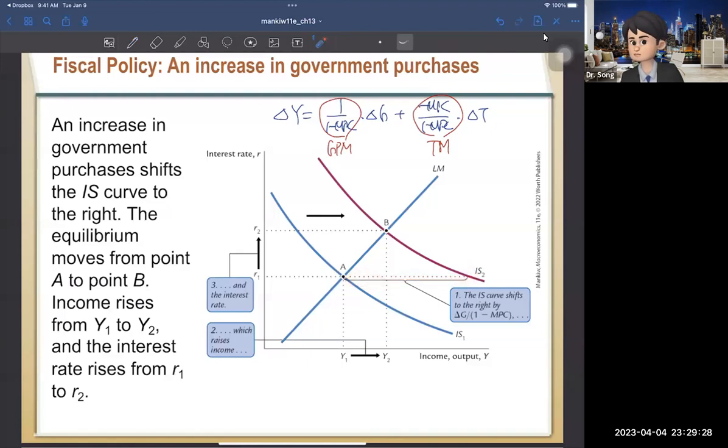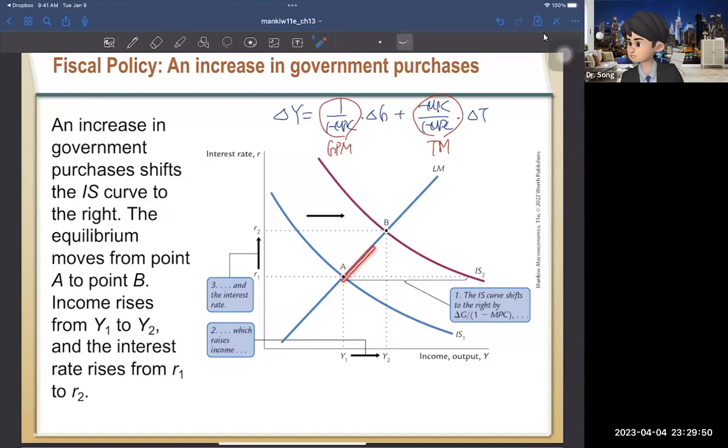So expansionary fiscal policy shifts the IS curve to the right. As a result, what happens? The interest rate increases and output increases. Before this chapter and before you used the IS-LM model, it was not clear whether the interest rate would increase or decrease after expansionary fiscal policy, but now it becomes clear.